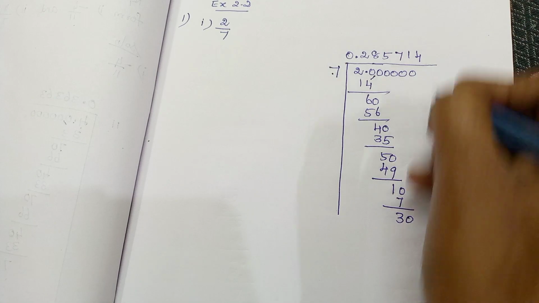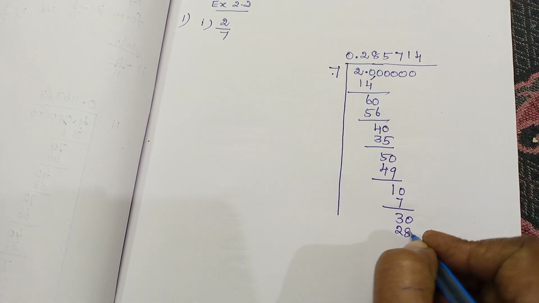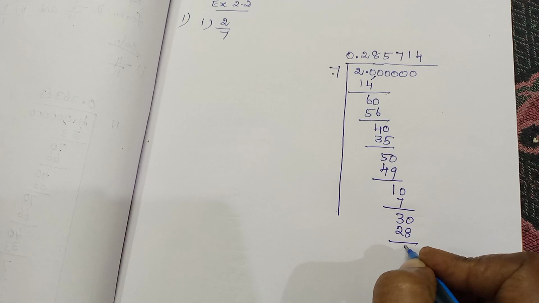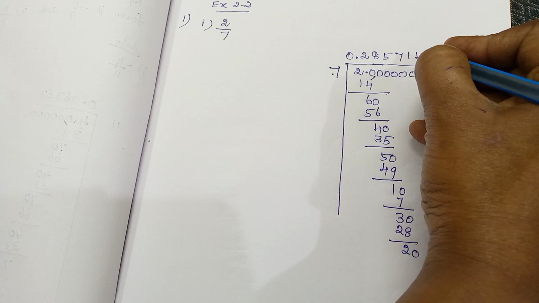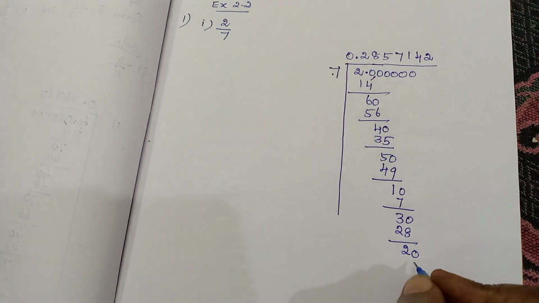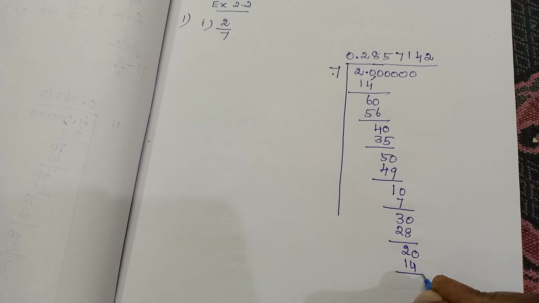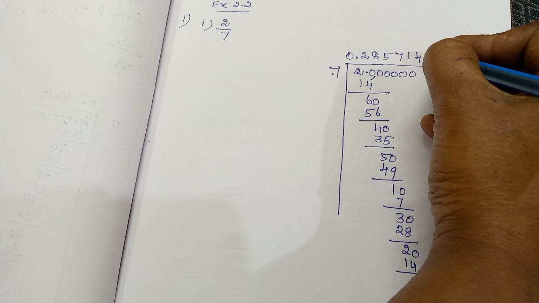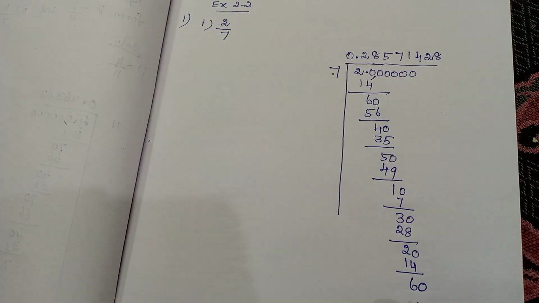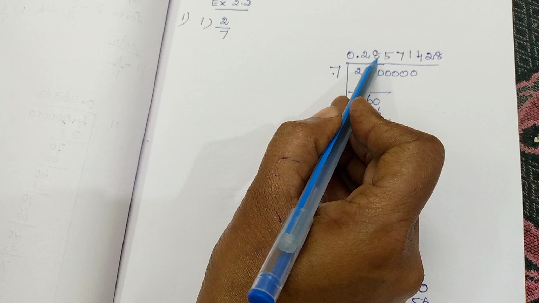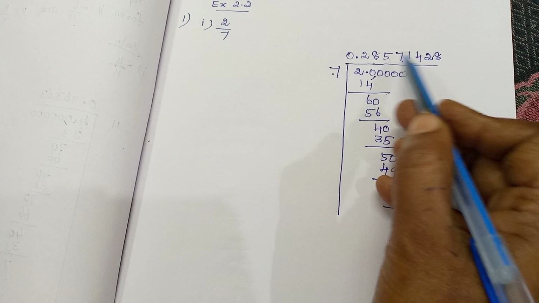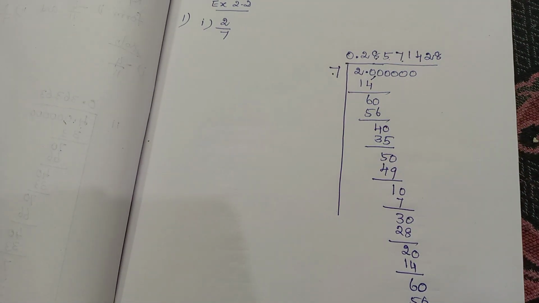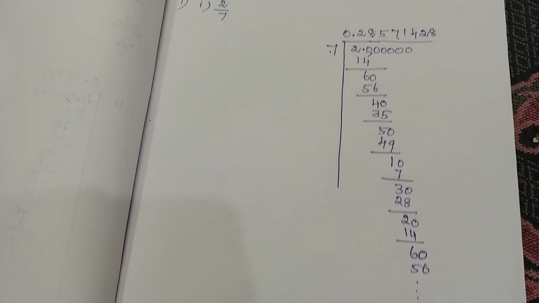So 7 4s are 28. Subtract it, 2. Next, take 0. 2 7s are 14. Subtract it, 6, take 0. How many times? 8 7s are 56. Further the same, see here: 2 8 5 7 1 4. Again 2 8. The same numbers will repeat, etc. etc.